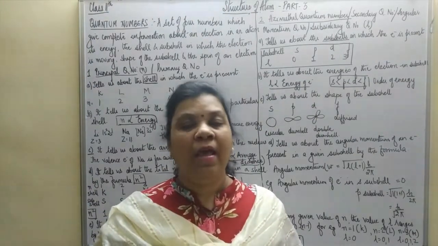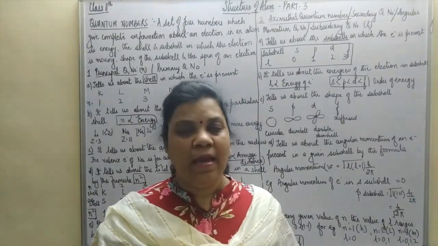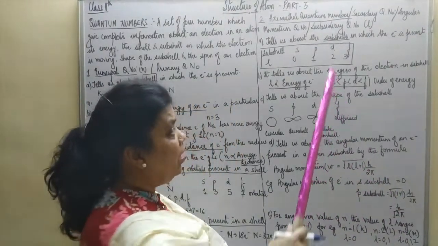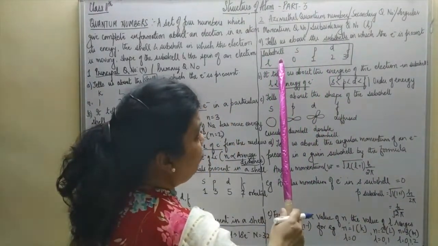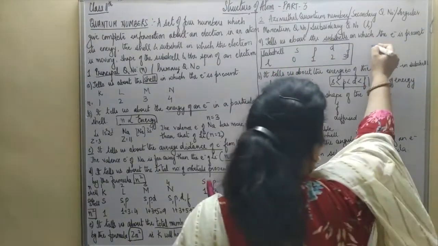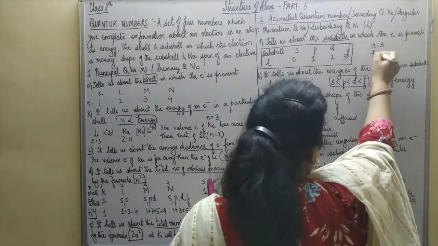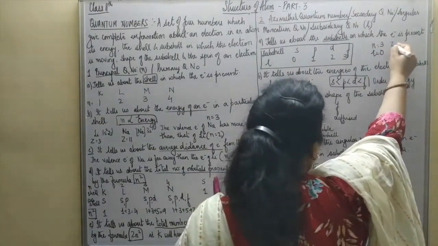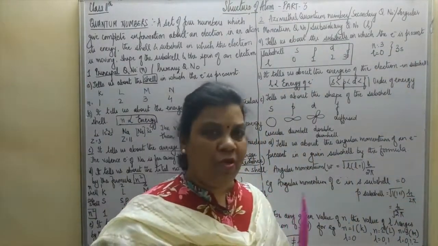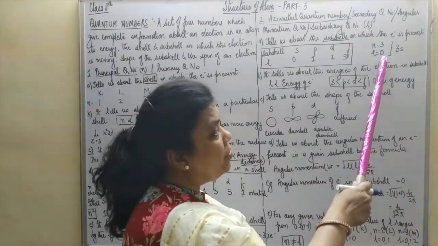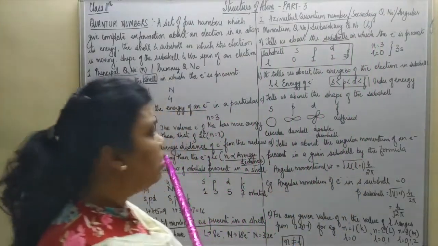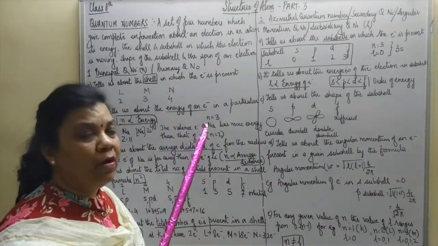For S subshell, l is 0. For P subshell, l is 1. For D subshell, l is 2. For F subshell, l is 3. So it will give an idea about the subshell in which the electron is present. For example, if I write n equals 3 and l equals 0, which subshell am I talking of? I am talking of the 3s subshell, because l equals 0 corresponds to the S subshell and n equals 3 corresponds to the third shell, that is the principal quantum number.